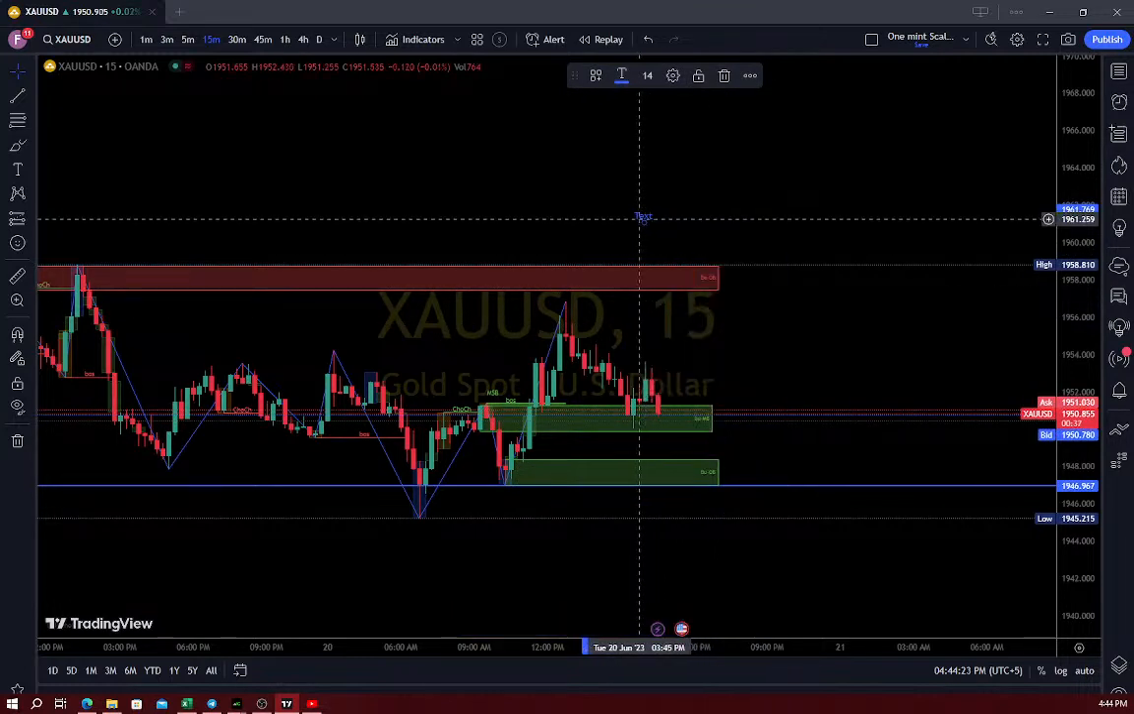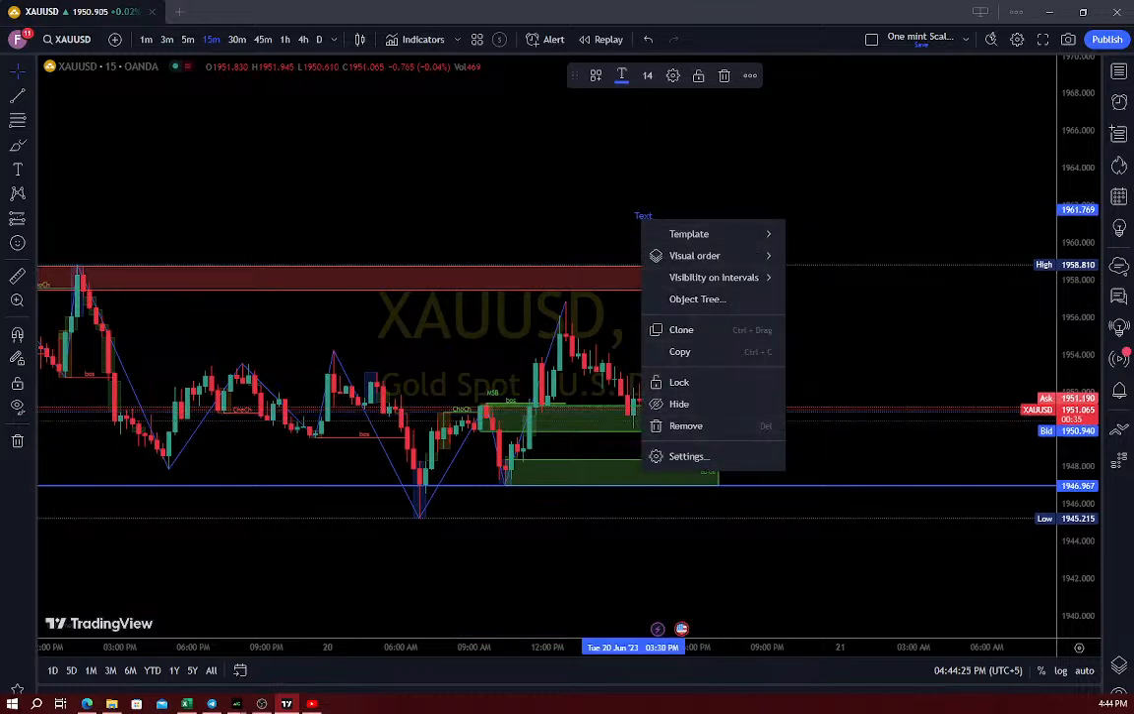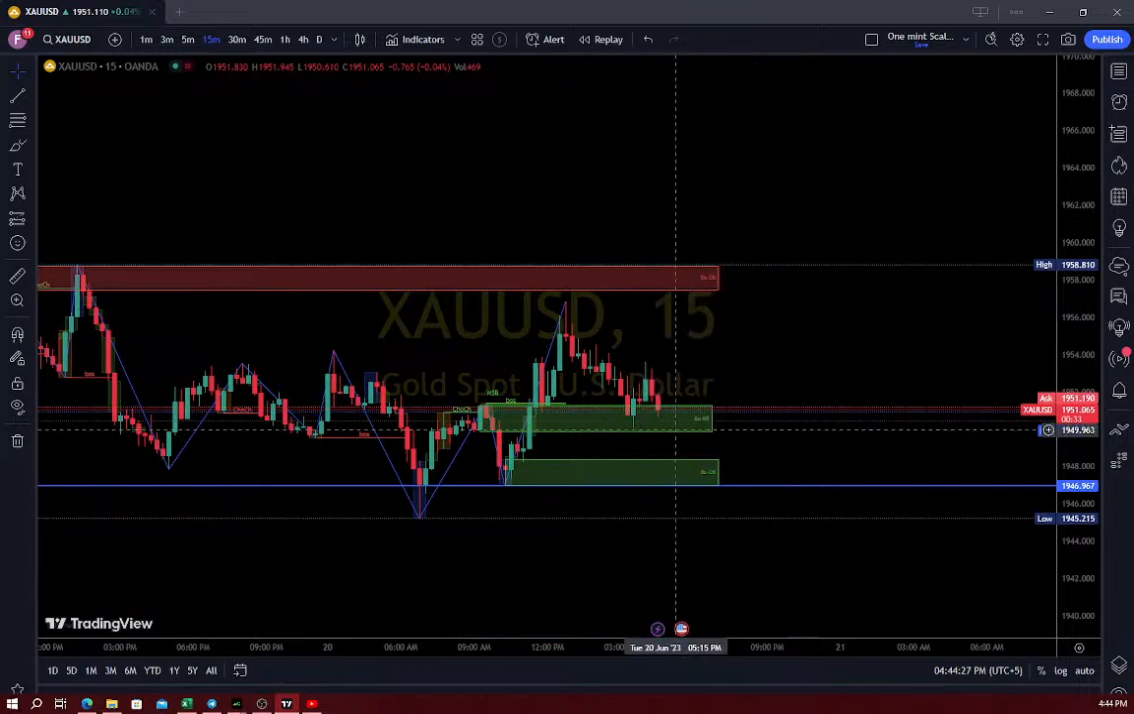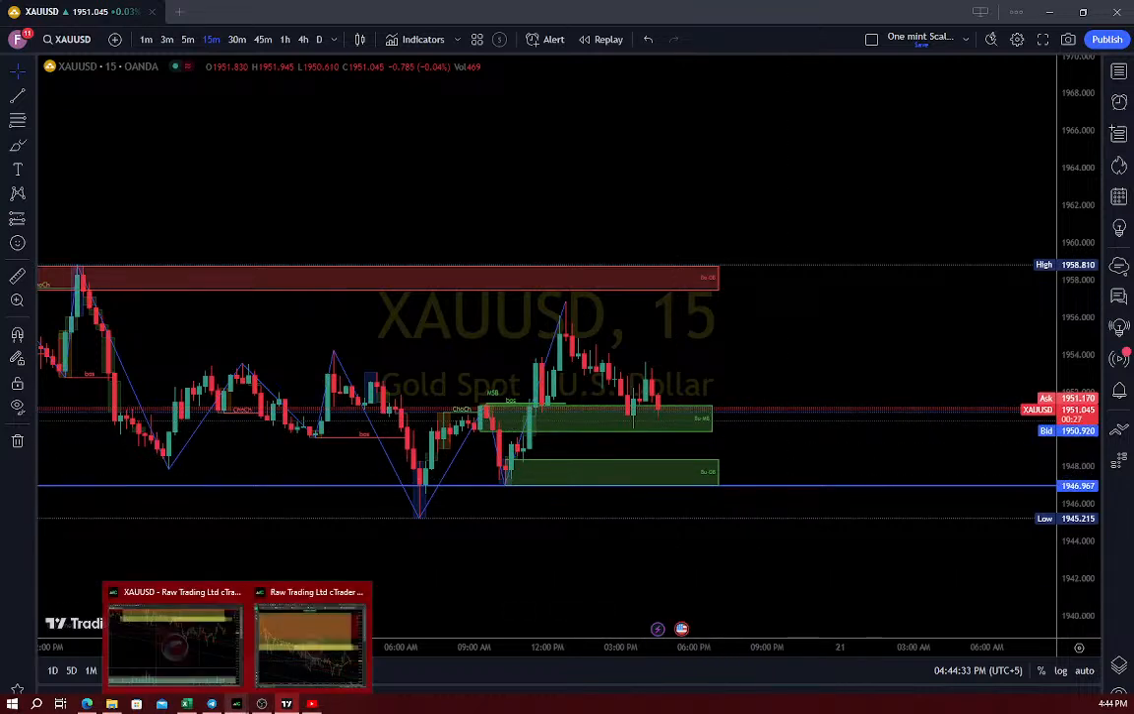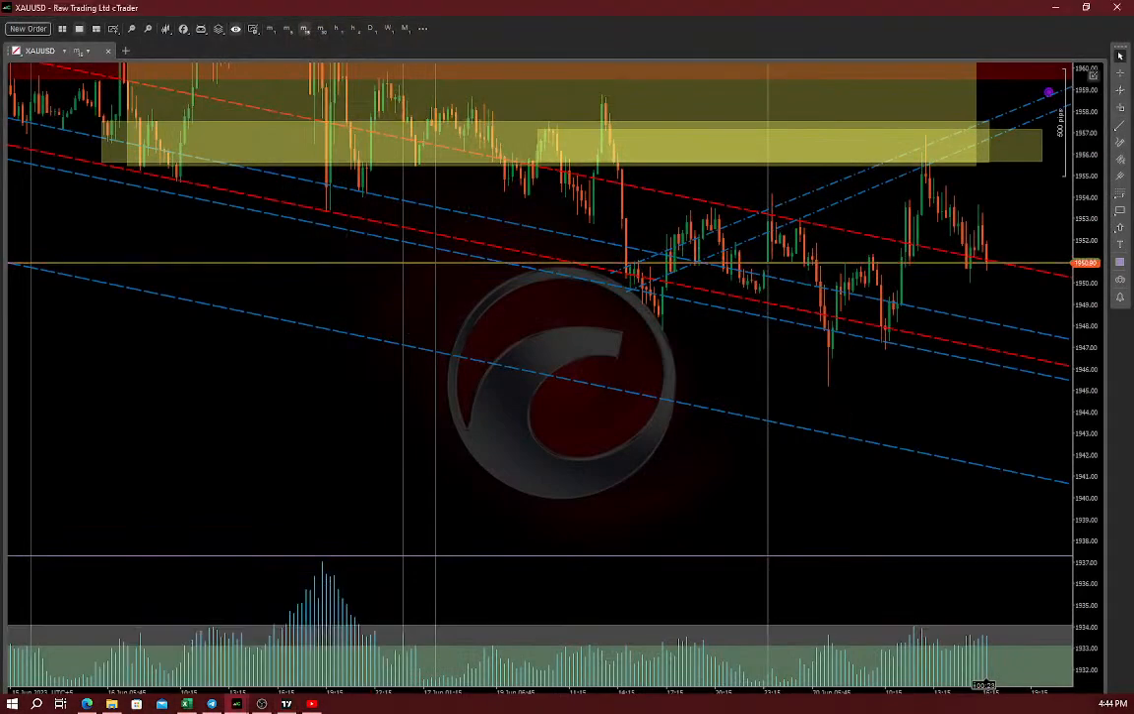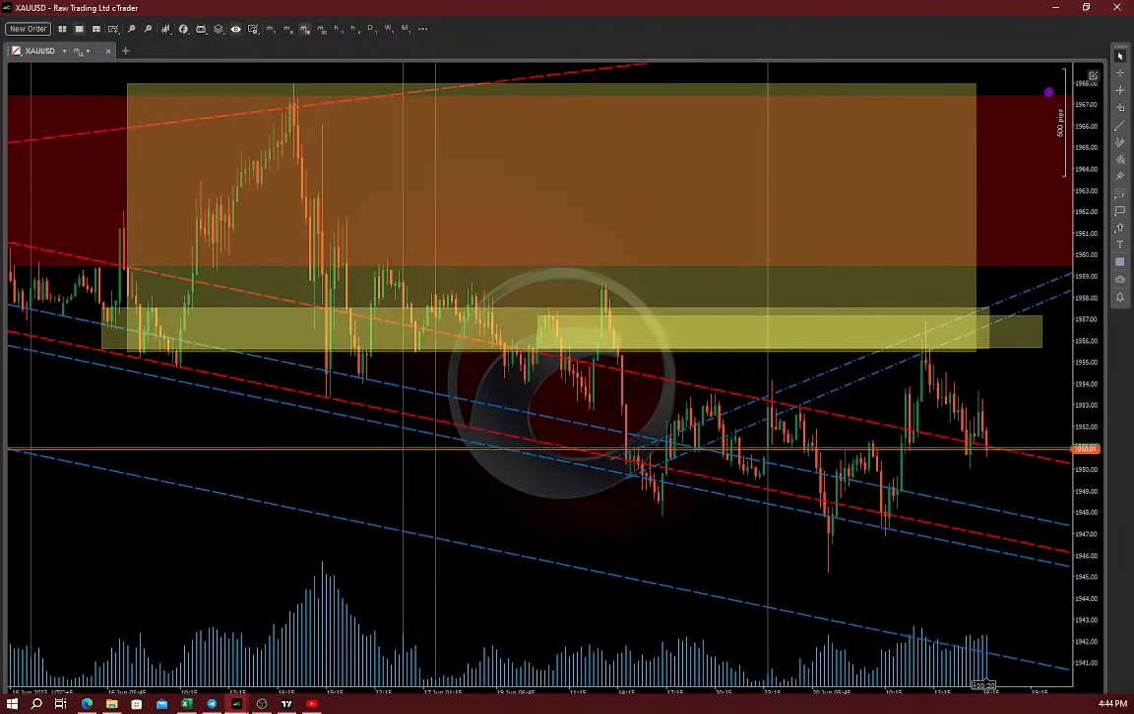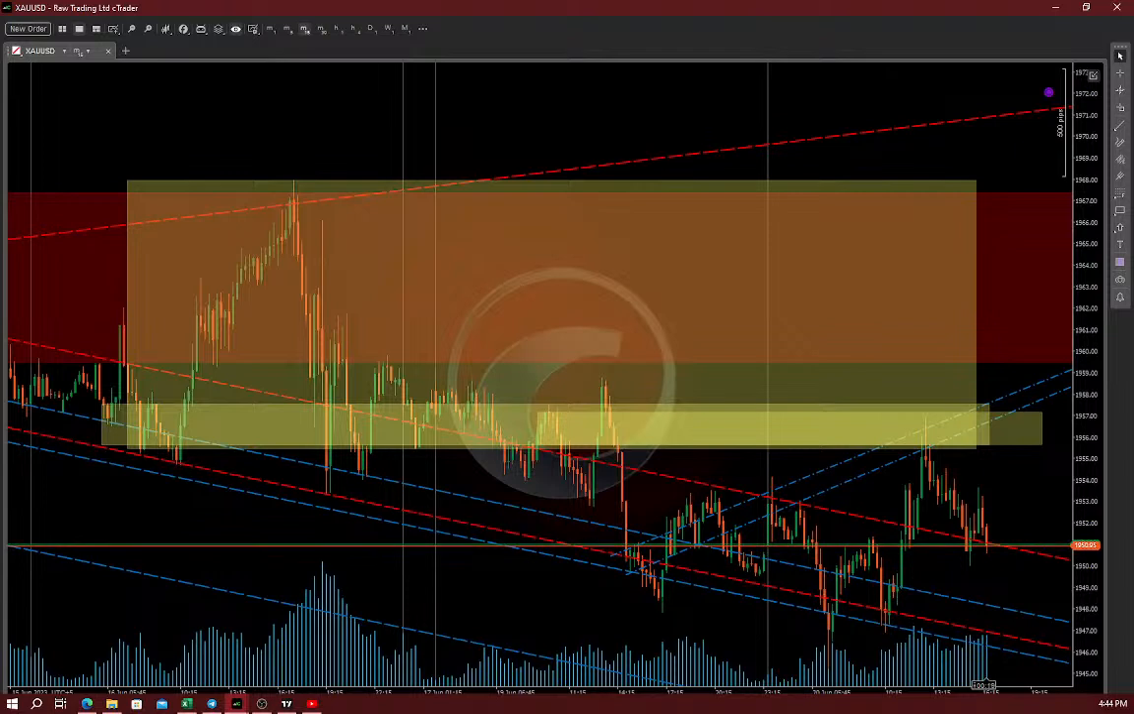But the thing is, I might not be using TradingView a lot. What I will be doing is using this chart for the trading plan. I will be sharing it right now. Just give me a second. What I will be doing exactly is something like this.